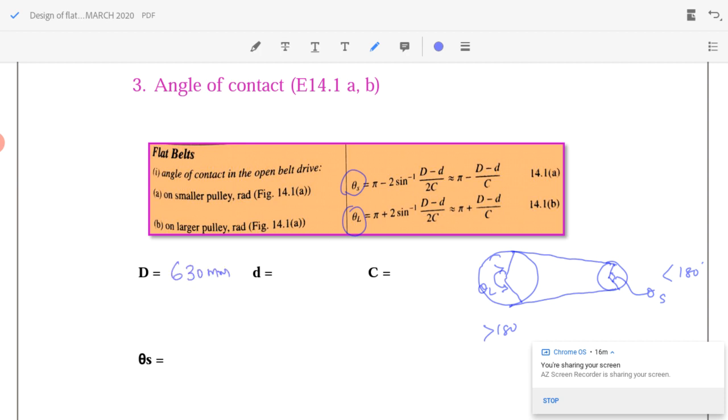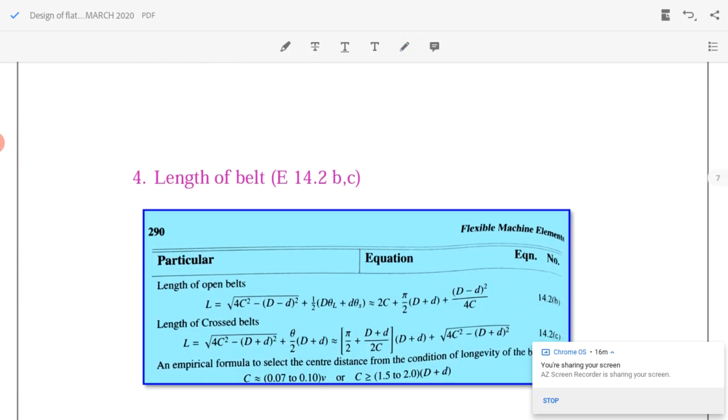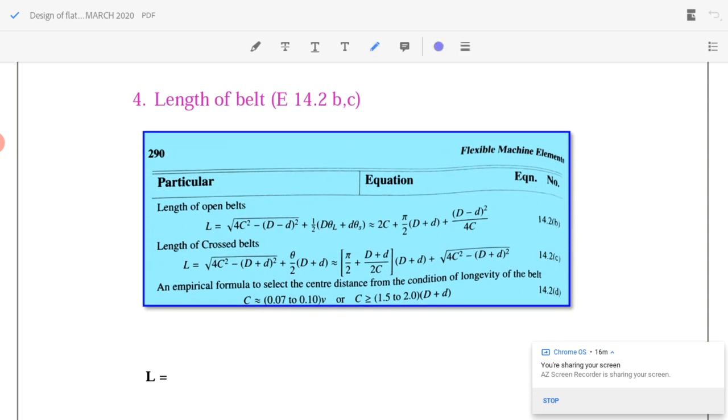We can substitute in this equation capital D equal to 630 mm, the standard value, small d equal to 250 mm, and C equal to 1760 mm, as we have shown. Substituting, I can get the values theta S equal to 167.6 degrees and theta L equal to 192.39 degrees for the larger pulley. After finding theta S and theta L, we can find the length of the belt. Substituting in equation 14.2b on page 290, where C, capital D and small d are all known, we have to substitute theta L and theta S in radians.